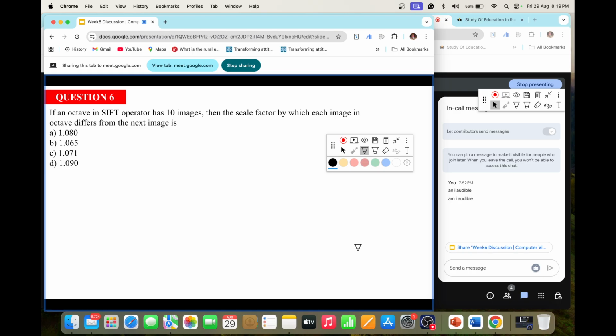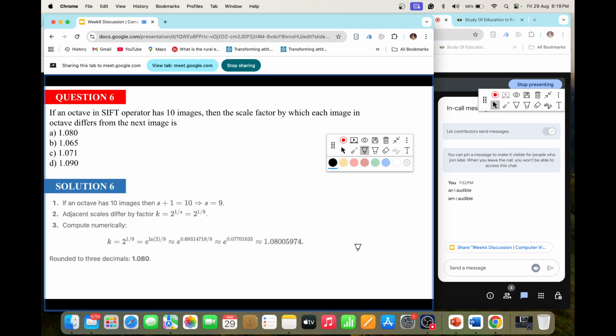If an octave in SIFT operator has 10 images, then the scale factor by which each image in the octave differs from the next image is, so how to do it? This is the formula. If an octave has 10 images, then s plus 1 will be equal to 10, and you have to calculate the s. Scale factor is nothing but 2 to the power 1 by s. S is nothing but 10 minus 1, that is 9, and once you get the s, it is very easy. K will be 2 to the power 1 by 9.